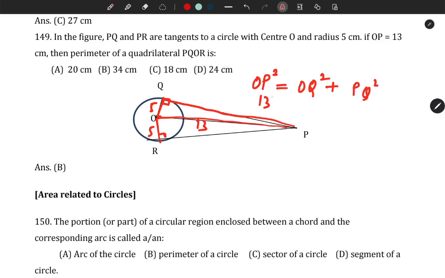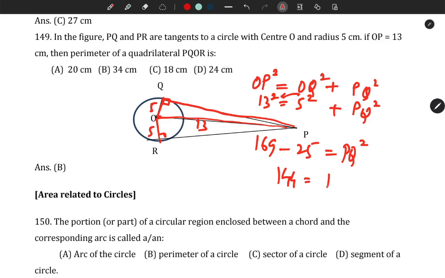OP is 13, so 13 square equals OQ is 5 square, and PQ we don't know, so let's write PQ square. So 13 square is 169 minus 5 square is 25 equals PQ square. Then this will be 144 equals PQ square. So PQ is going to be root over 144, which is 12 centimeters. So PQ is 12 centimeters, and we know length of tangents from an external point are equal, so PQ and PR are going to be equal, so this will also be 12.